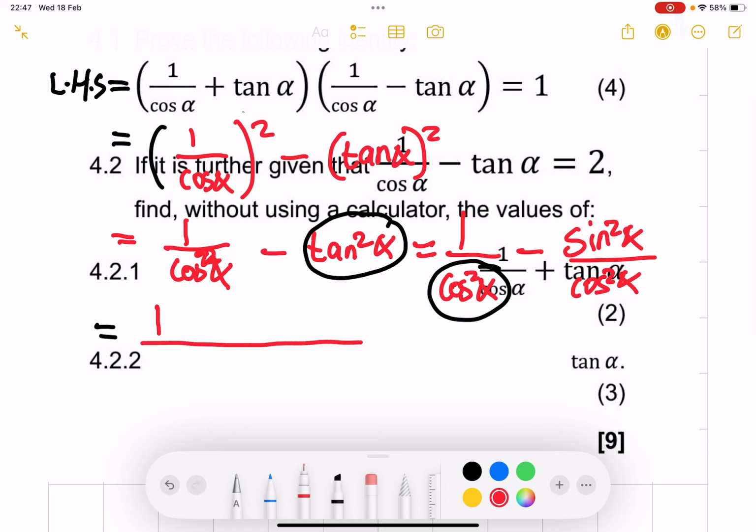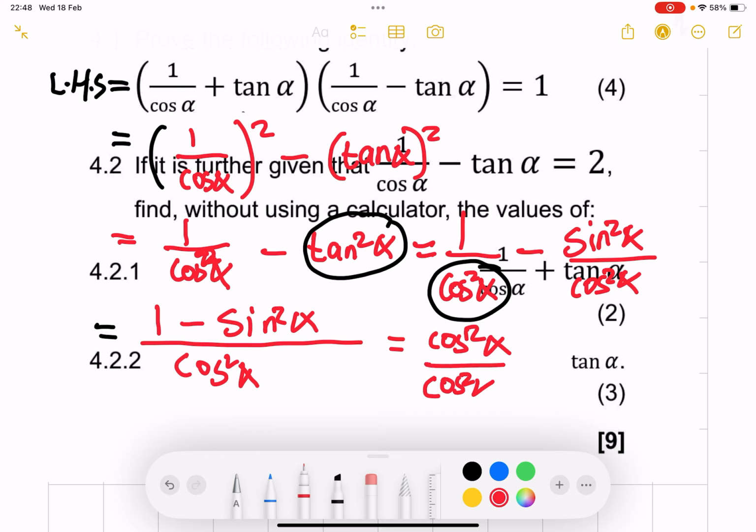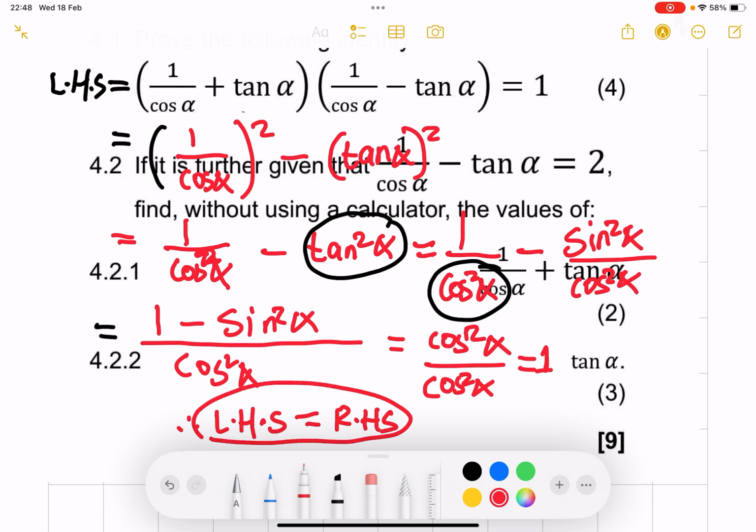So I'm going to have 1 minus sine squared alpha on top. At the bottom, I have cos squared alpha. Remember, ladies and gents, 1 minus sine squared alpha is cos squared alpha. So I have cos squared alpha over cos squared alpha, and the answer is indeed 1. Therefore, I can conclude that the left-hand side is equal to the right-hand side. Right, ladies and gents. Thank you.